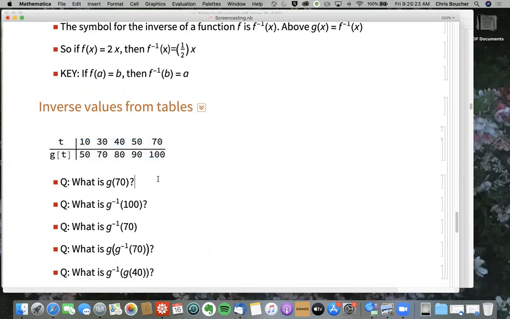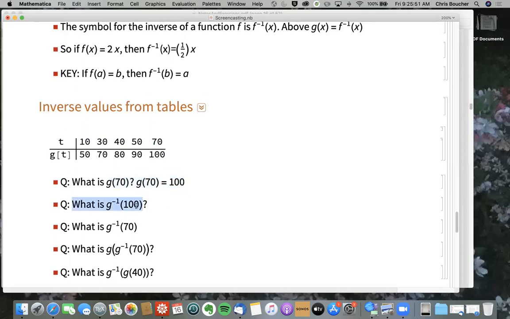So first of all, what is g of 70? Notice what this is saying: if you give the function g the input 70, what is the output? So I go to 70 in the input row, and the result is 100. The answer here is that g of 70 equals 100. This question doesn't really have anything to do with inverses. It's just an old-fashioned input-output table question.